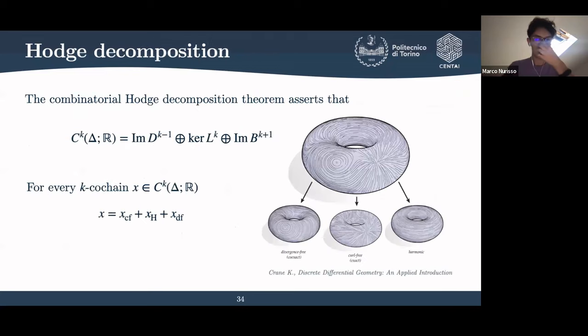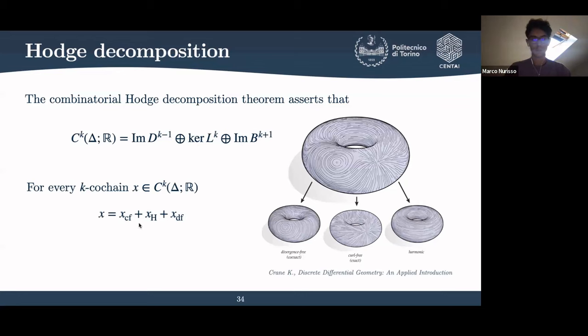Where does this come from? Well, you can explain this using the well-known combinatorial Hodge decomposition theorem. This is a theorem which tells you that any k-cochain space, which, remember, is the space of phases of our oscillators, can be decomposed into 3 orthogonal subspaces. One is the image of the coboundary, one is the image of its adjoint, so the boundary, and the third one is the kernel of the Hodge Laplacian, which is called the space of harmonic cochains. And this means that every k-cochain can be written in a unique way as the sum of 3 orthogonal components, which we name curl-free, harmonic, and divergence-free.